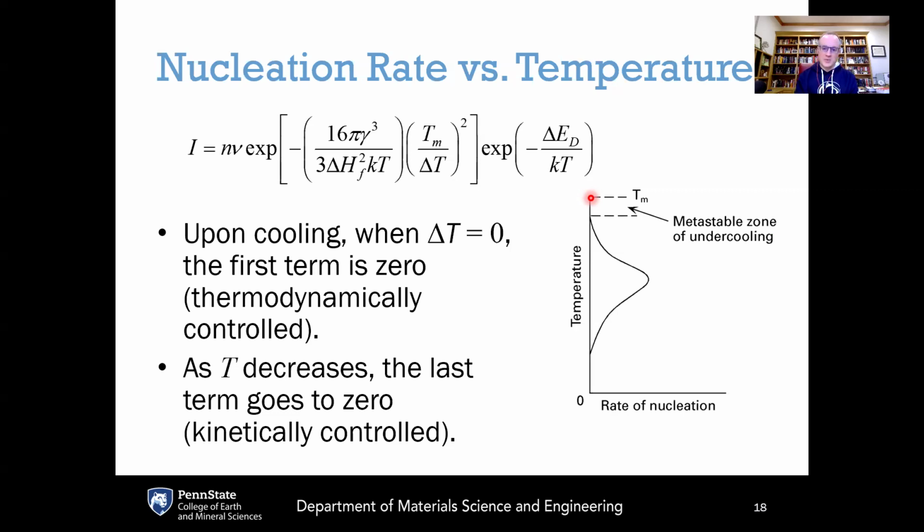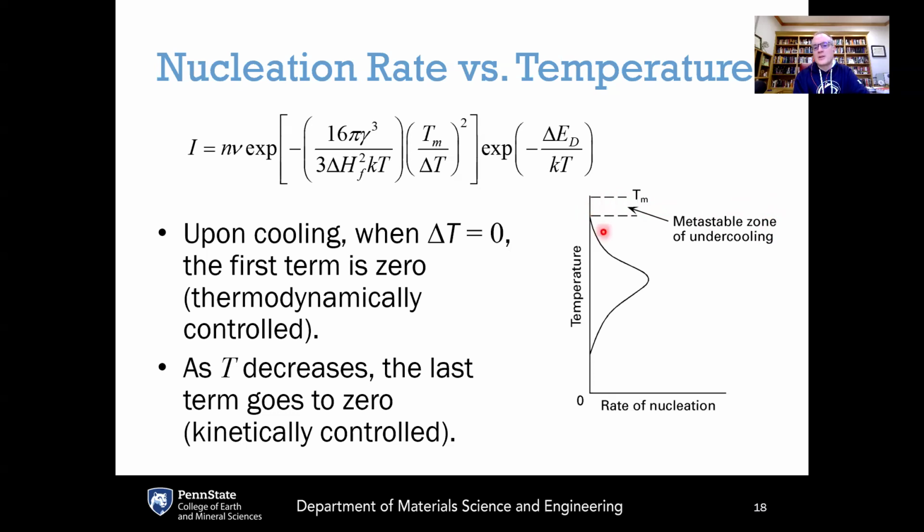At the melting temperature, the Gibbs free energy of the crystal is equal to the Gibbs free energy of the liquid. So there's no thermodynamic driving force for nucleation to occur until you cool the system below the melting temperature. Now, what we observe is that below the melting temperature, there is a kind of narrow temperature range where the nucleation rate is very small, because at these temperatures that are just a little bit below the melting temperature, the thermodynamic driving force for nucleation is there, but it's still very small. And this is called the metastable zone of undercooling. You've got a very slow nucleation rate because the thermodynamic driving force for nucleation is not very big.